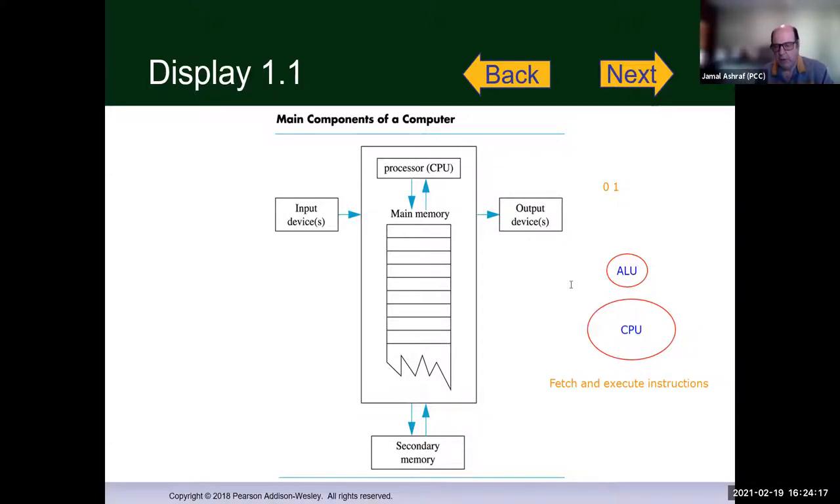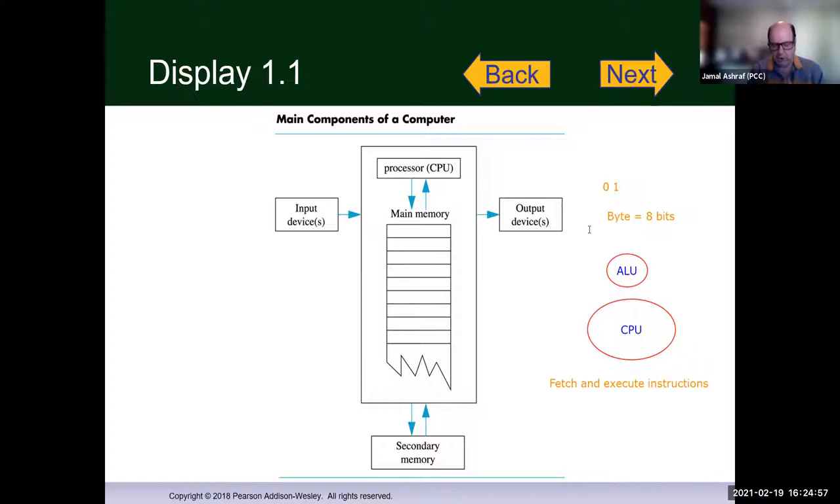We are thinking about multiplication. The ALU doesn't know anything about multiplication. It knows about shifting and adding. That's all it does, shifting and adding. So we have a byte, which is 8 bits. One bit is 0 or 1, and if I put 8 of them together, I'm going to have a byte. We organize it in 8 bits at a time, 1 byte.